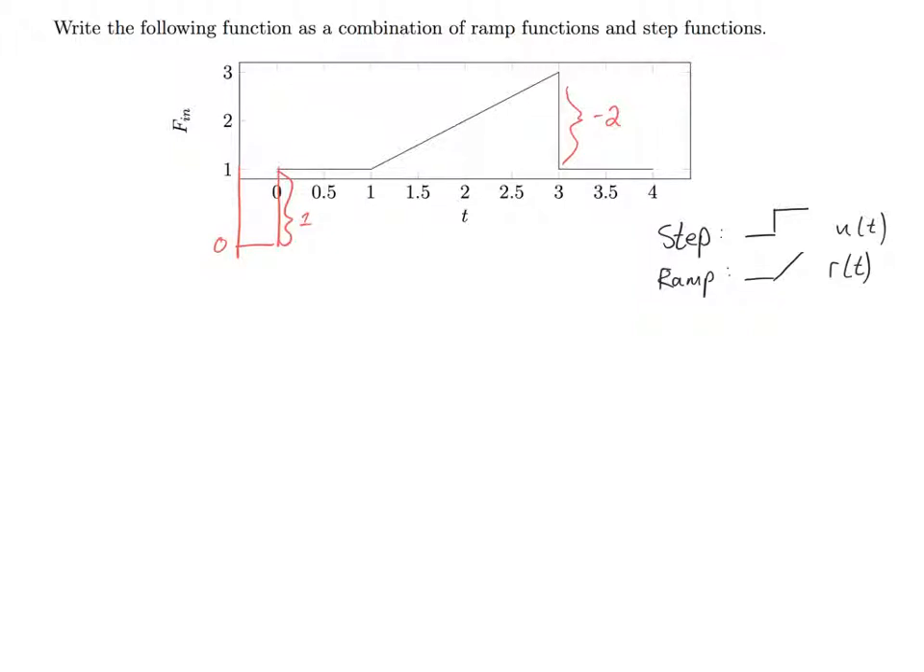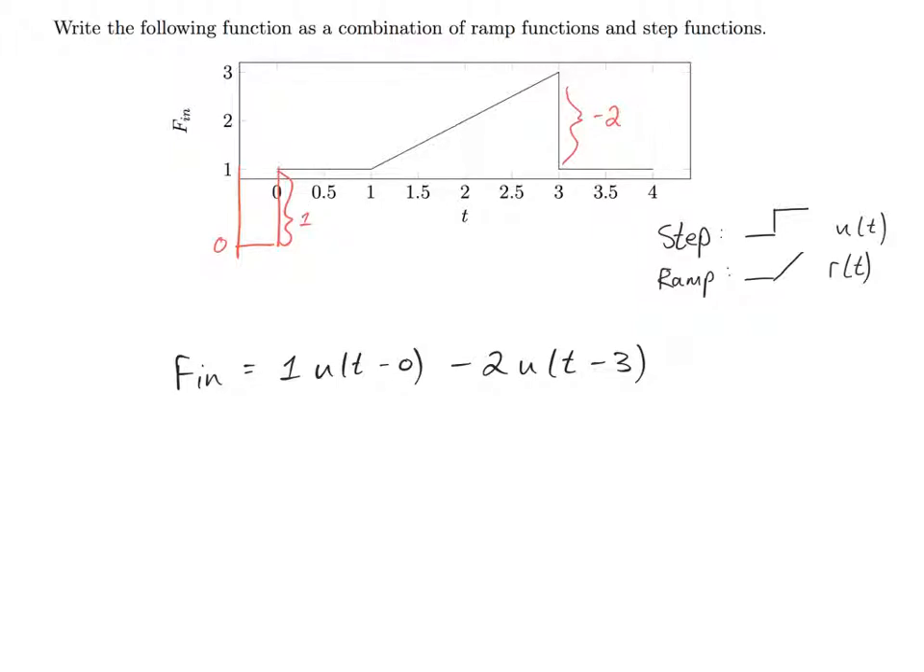Now we're ready to write down the functions in terms of the steps. So our first step starts at time 0 and is 1 in size. And our second step is -2 and it starts at time 3. Let's get to the ramps now.